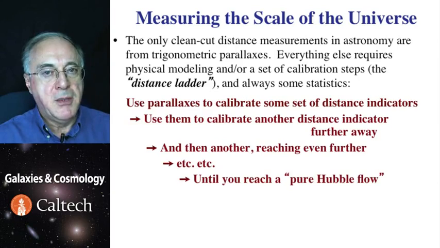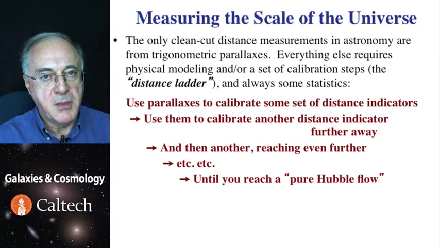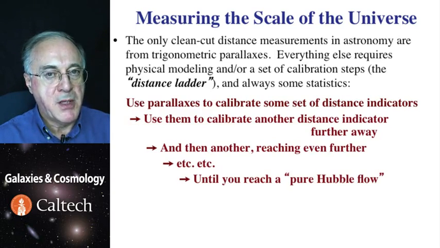Locally, those would be various stellar types of indicators, say based on pulsating stars or star clusters and things like that. Then properties of nearby galaxies used in their scaling relations, and so on, until we reach what's called pure Hubble flow, where only the recession velocities matter. And that is where the expansion of the universe, unperturbed by local non-uniformities, really sets in.